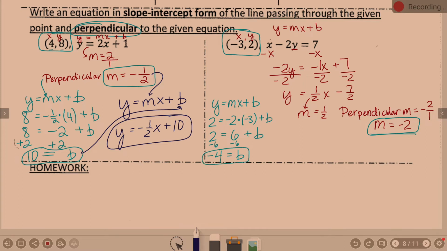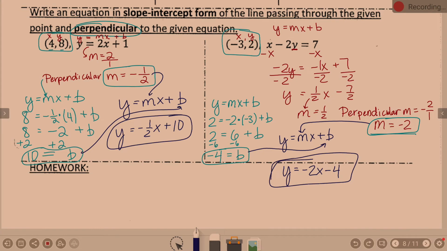Okay, guys, we're there. Y equals mx plus b. We just found b, and previously we found m. So, y equals, the slope we found for perpendicular was negative 2x plus b. You could write plus negative 4, but better is to write minus 4.